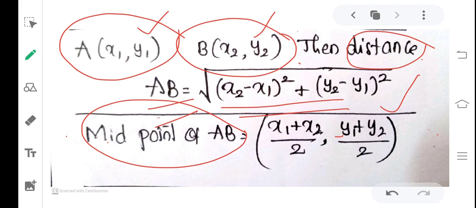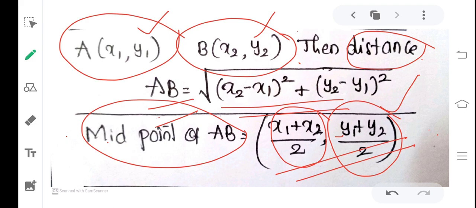But here, when points are given and you want to find the midpoint of any 2 points, you should use this formula: (x1 plus x2 by 2, y1 plus y2 by 2). x1 plus x2 by 2 is the x point, and y1 plus y2 by 2 is the y point.